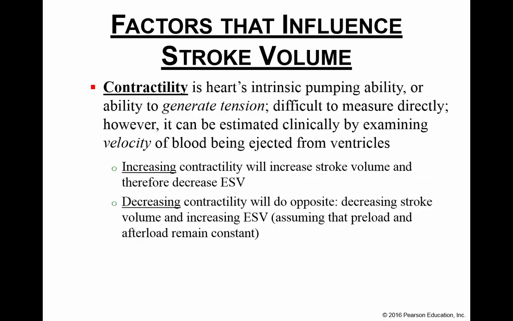The contractility of the heart is the ability of the heart to generate tension. It's hard to measure directly, so they will look at the velocity of the blood as it's ejected from the ventricles. If you have more contractility, you have more stroke volume, and so you decrease your end systolic volume. If you have decreased contractility, your stroke volume goes down and you increase your end systolic volume.